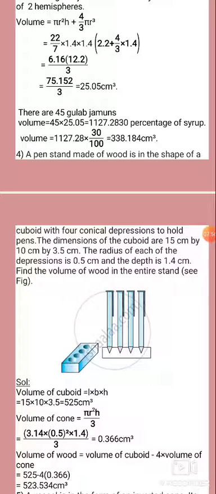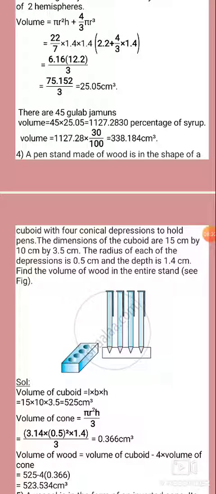So listen carefully. The volume of the cuboid, we know the equation, what? Length into breadth into height. Now substitute the values. 15 into 10 into 3.5, which is equal to 525 centimeter cube. Now the volume of the cone is equal to what? 1 by 3 pi r square h. Substitute pi 3.14 into radius 0.5 square into height 1.4 by 3. So multiply it and divide it by 3. At last what do we get?